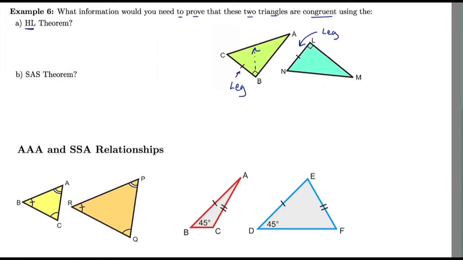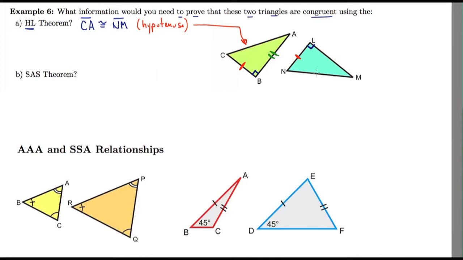So how do we label that? So that would be segment CA and segment NM in this case. So let's write that. Segment CA must be congruent to NM. And remember, these two sides here are the hypotenuse of the triangles.